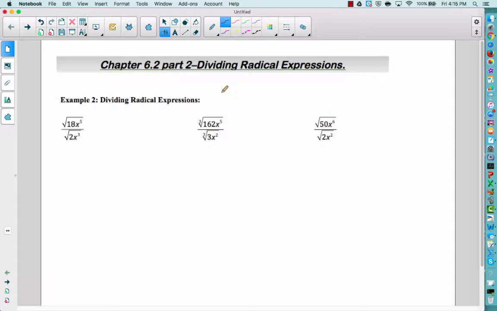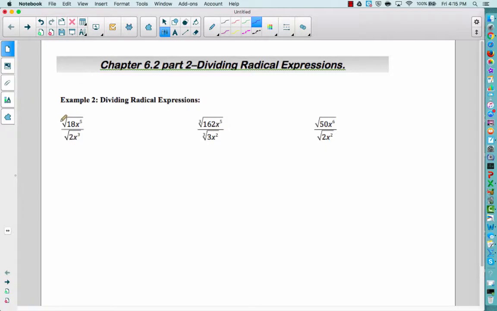Everyone, so today we're going to be working on 6.2, dividing radical expressions, and I broke it up because this is a little bit trickier, but not too bad. You're going to use your law of exponents. So let's look at our first example. There are some really easy ways to divide radical expressions, and they involve just simplifying fractions with exponents.